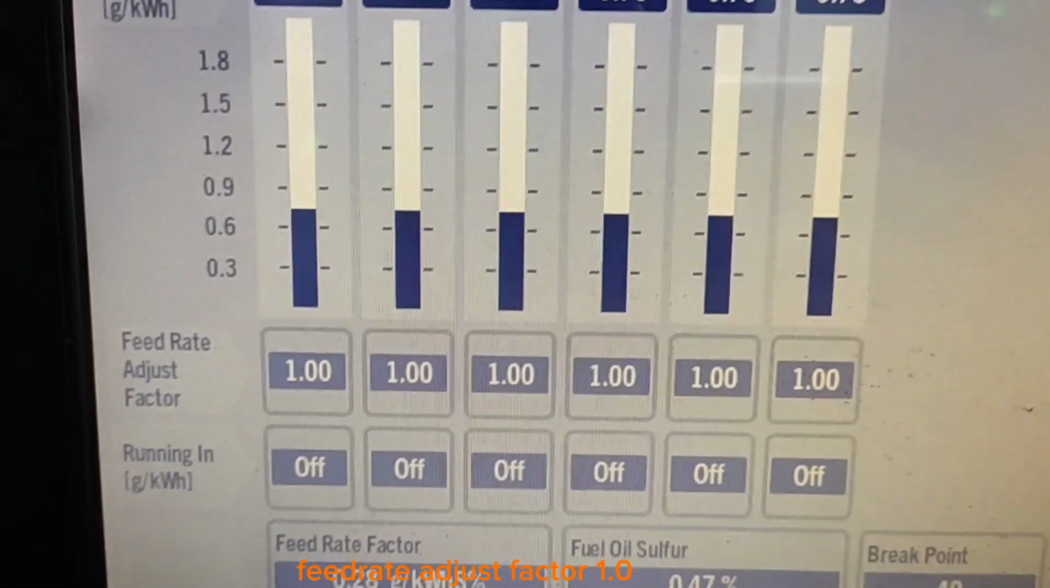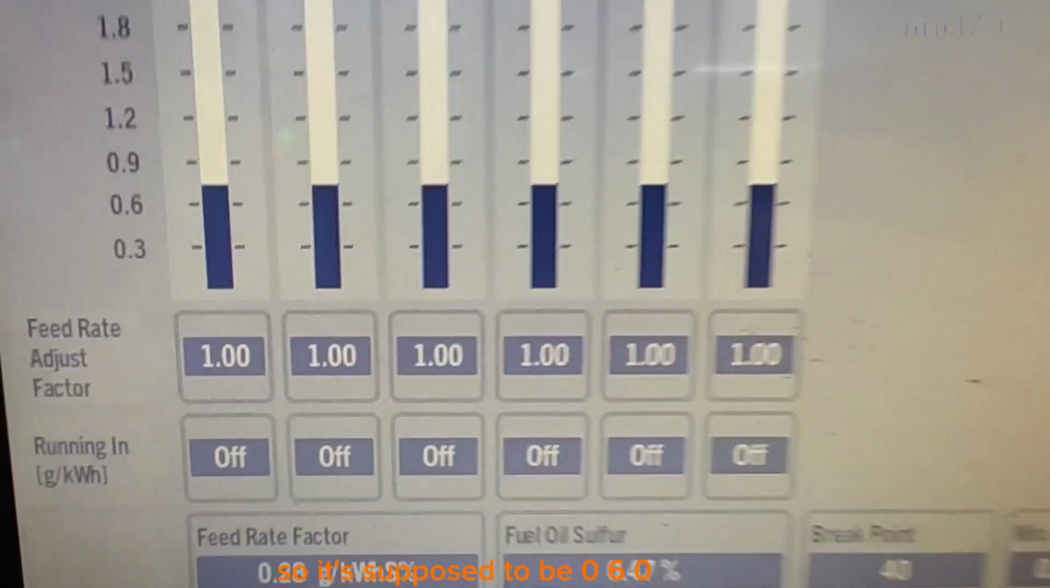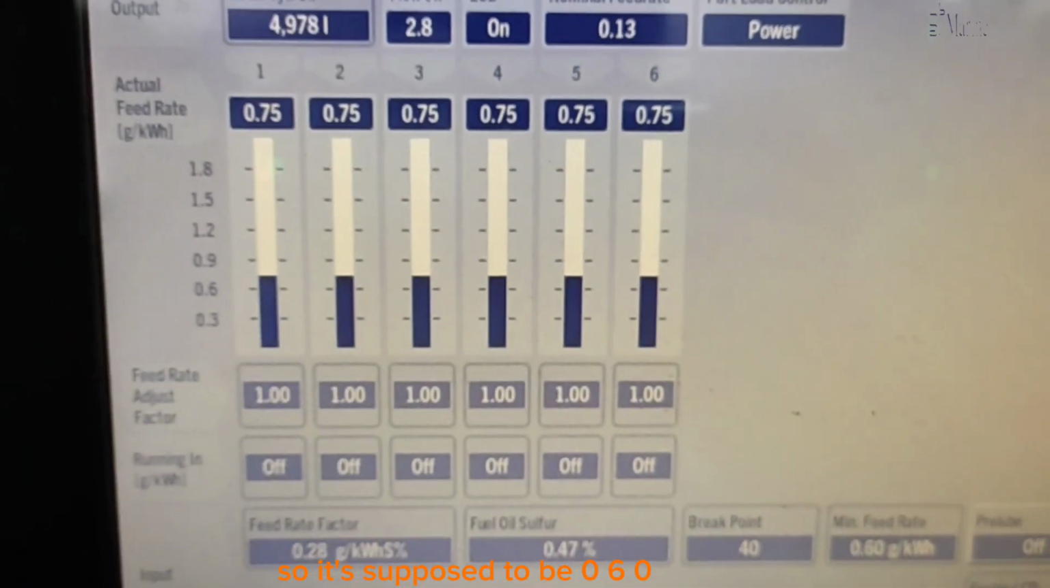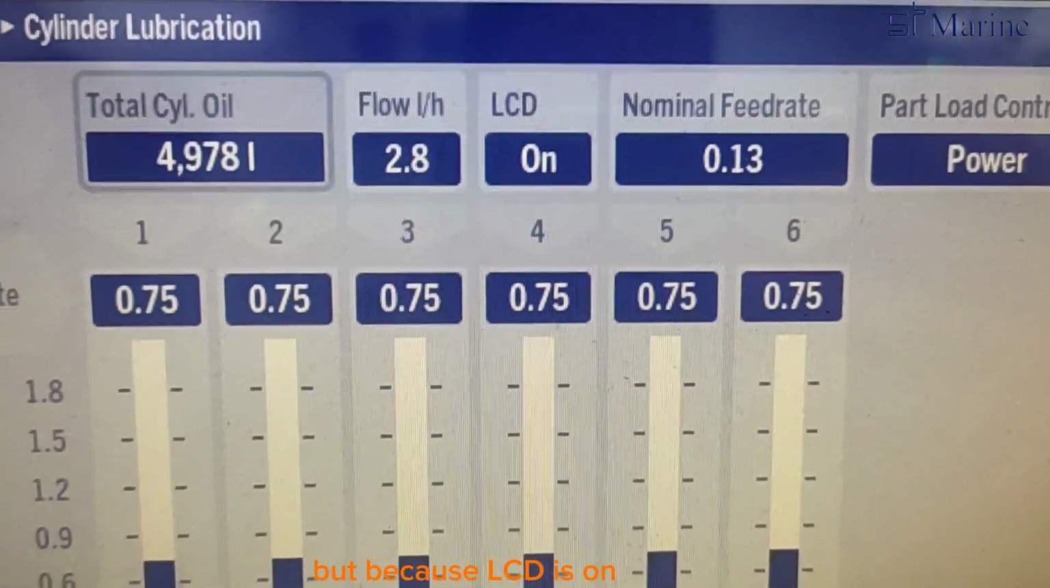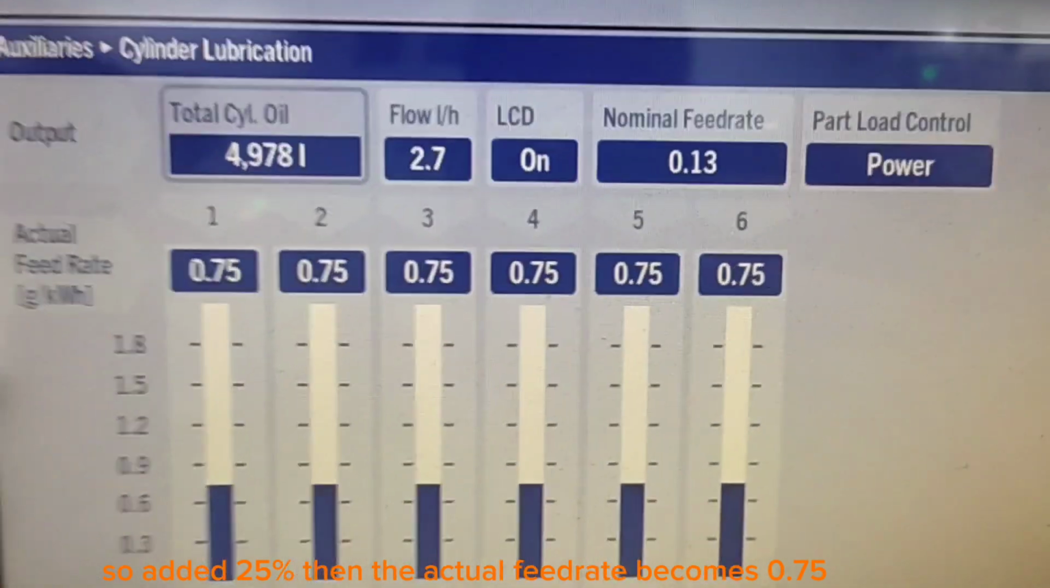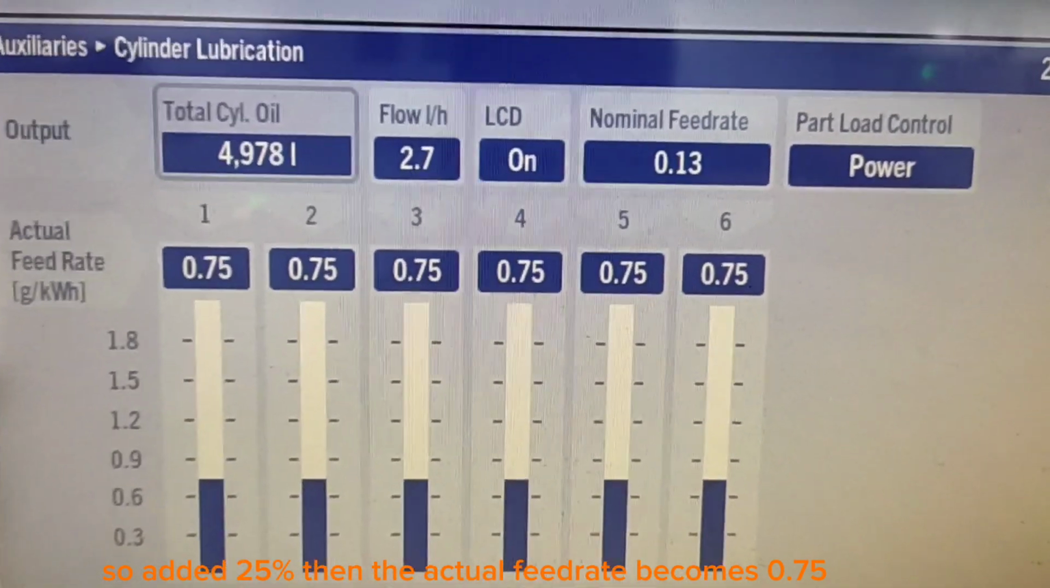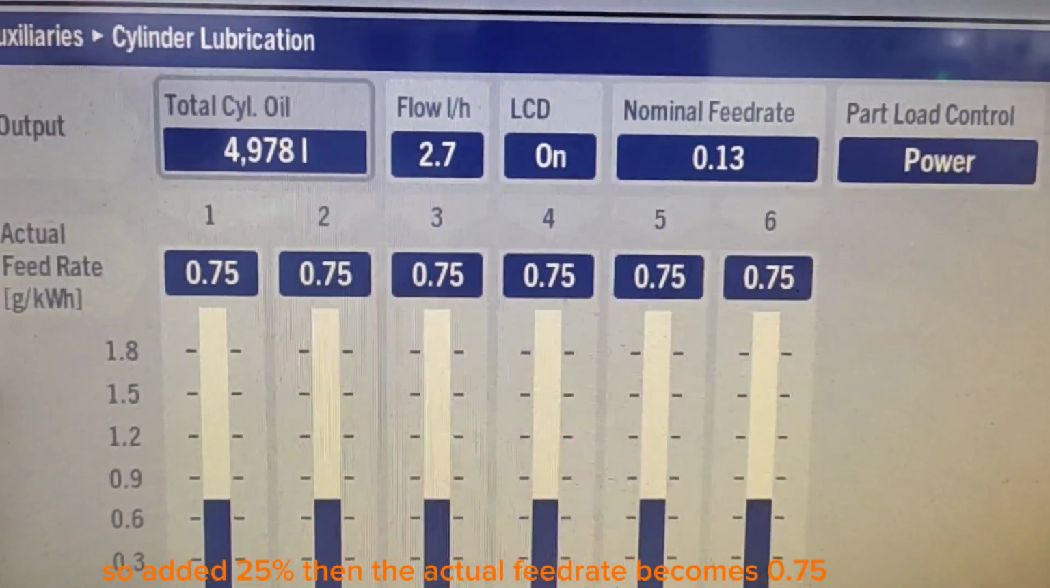Feed rate adjust factor is 1.0. So it's supposed to be 0.60. But because LCD is on, after 25%, the actual feed rate becomes 0.75.